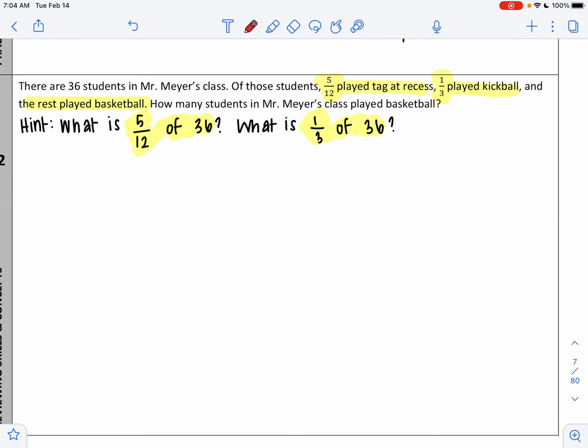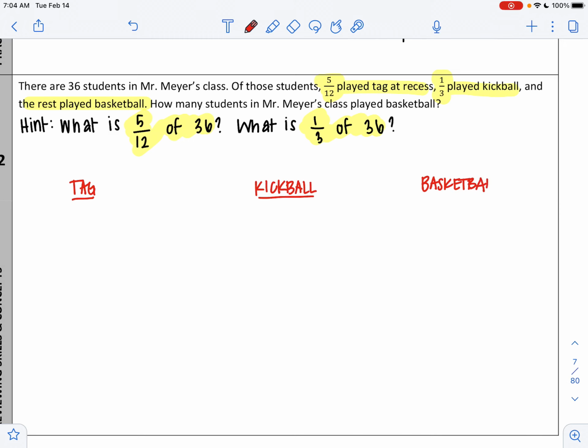So hopefully you remember from RP2 that when you see a fraction phrase like this, like 1/2 of something or 5/12 of something, that indicates multiplication. And so we can separate out our problem in 3 categories. We have students who are playing tag. We have students who are playing kickball. And we have students who are playing basketball.